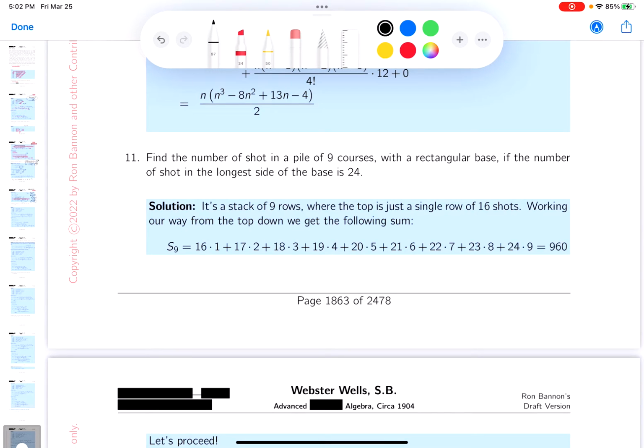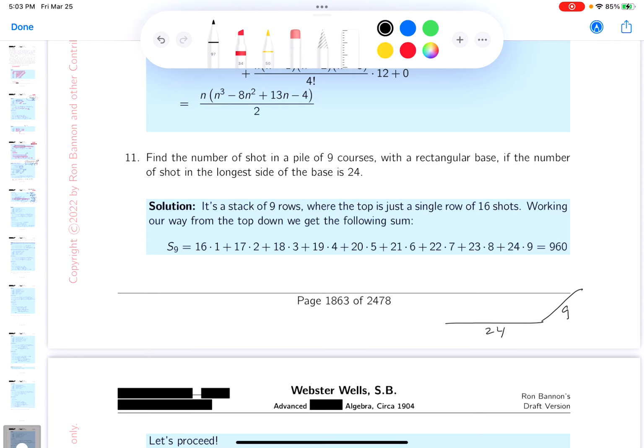Okay, so you're going to certainly read through. It says find the number of shot in a pile of 9 courses with a rectangular base if the number of shots in the longest side of the base is 24. So what I'm visualizing over here is the base, it's 24, and then it's going to be 9 deep.